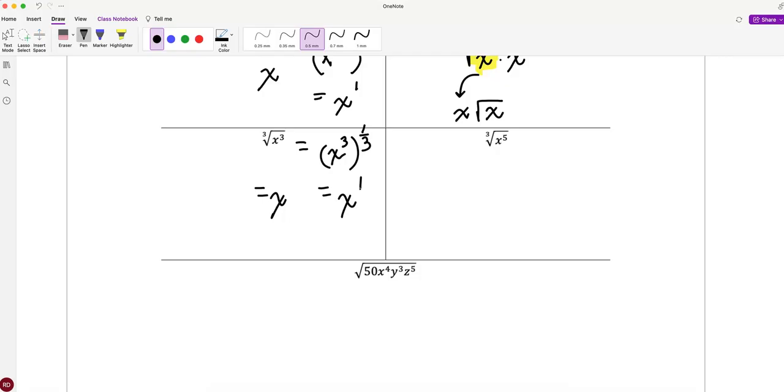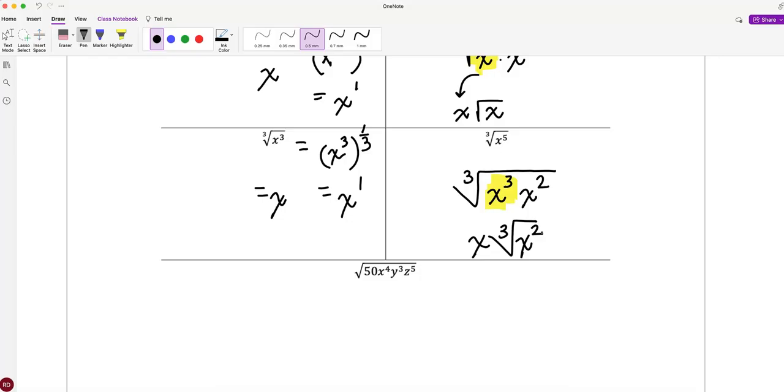The cube root of x to the 5th. Well, since it's a cube root, let's organize the perfect cubes. I can rewrite x to the 5th as x cubed times x squared. Now my perfect cube is right here. The cube root of x cubed is just x, and I'm left with the cube root of x squared. Now, it's slightly different. In the previous problems, when I was taking square roots, I organized perfect squares. Cube roots, I'm organizing perfect cubes.